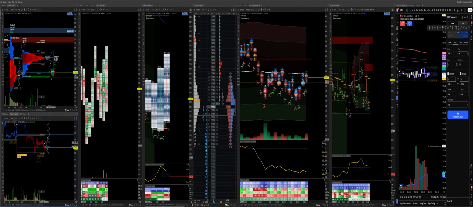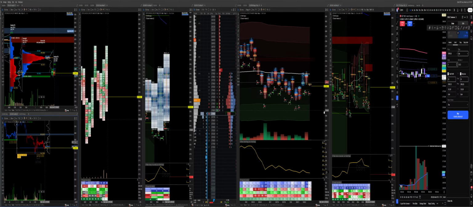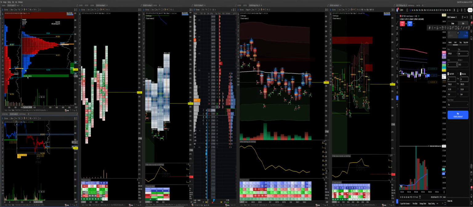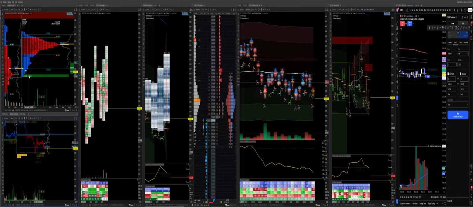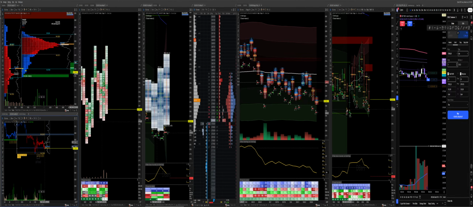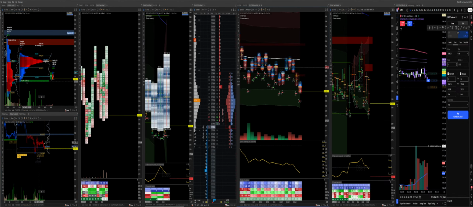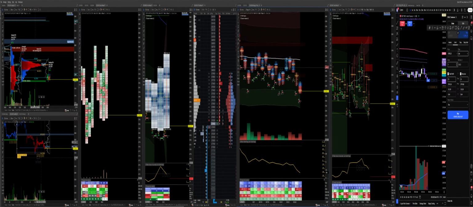I mean, 778 sounds like a decent level. I would say 778 is where I would look for a long. That's the single prints from overnight. Got a lot of single prints up top.